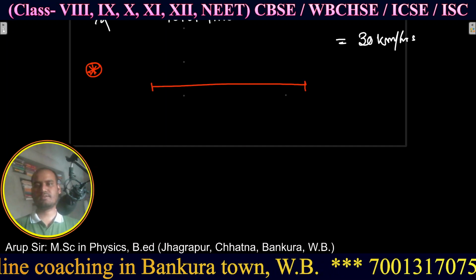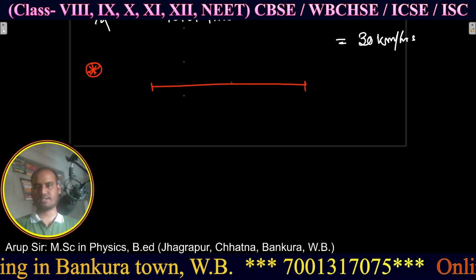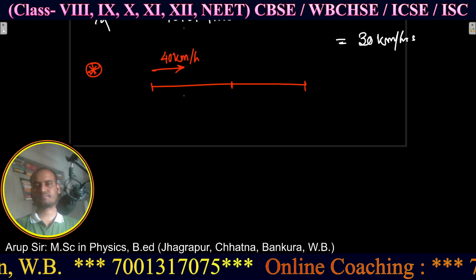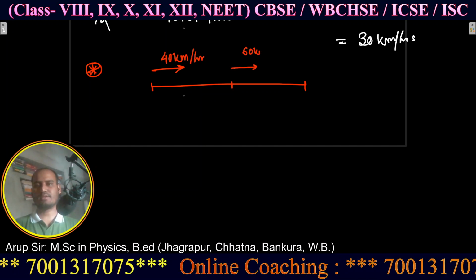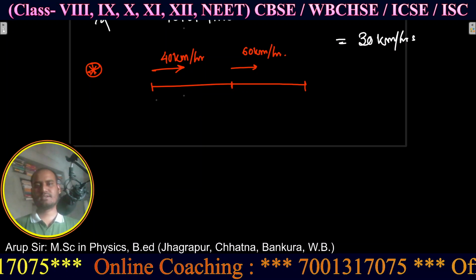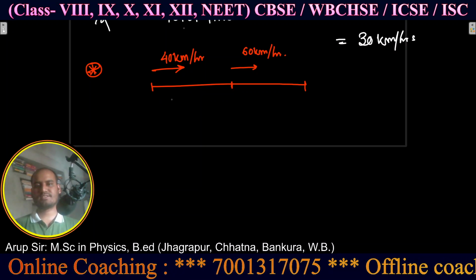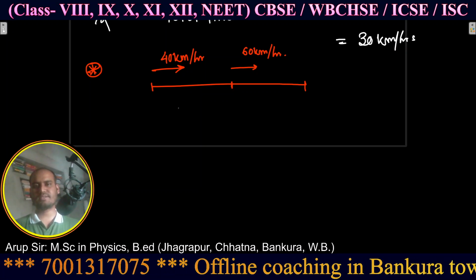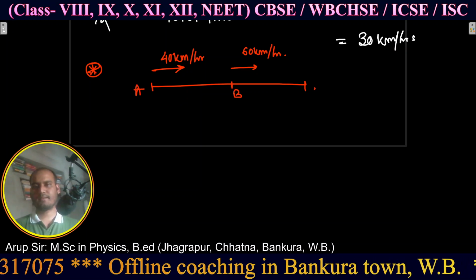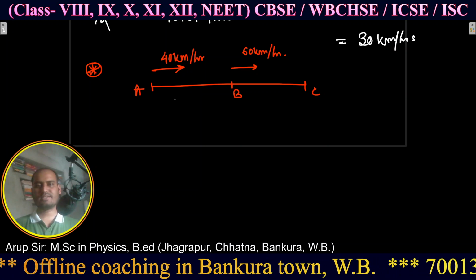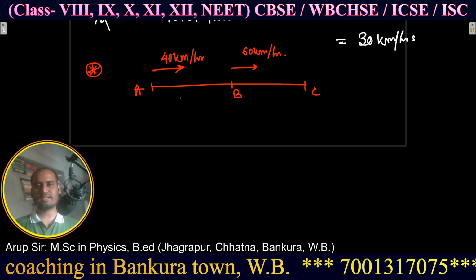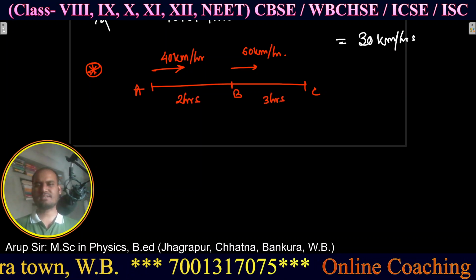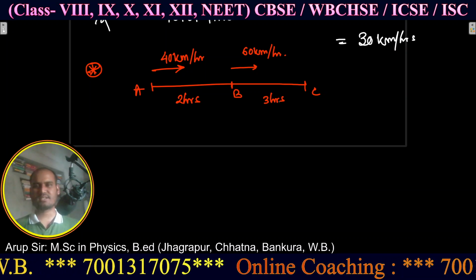Now we have to find the average velocity for this journey. Here it is 40 kilometers per hour. Here it is 60 kilometers per hour. Let's consider this one is the time, for the path from A to B. From A to B it is taking, let's suppose, 2 hours. And for this one it is taking 3 hours. I am just taking arbitrary values.